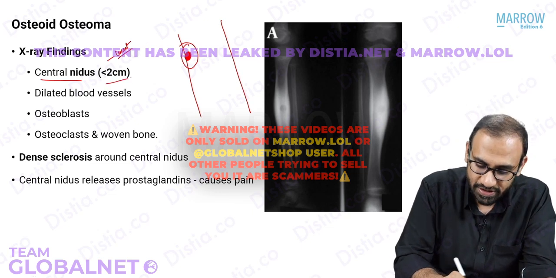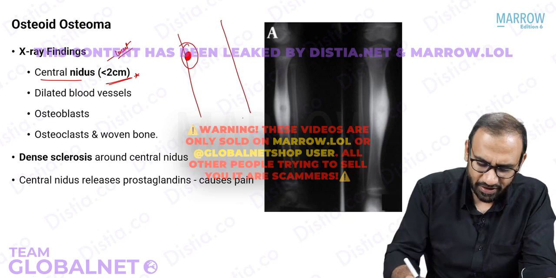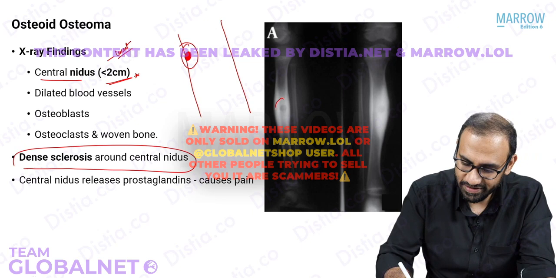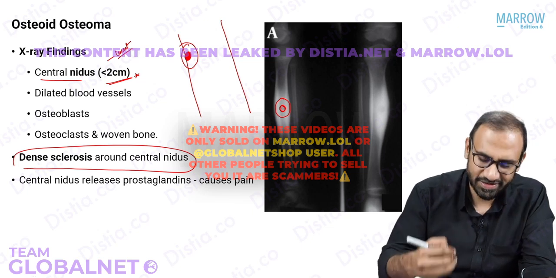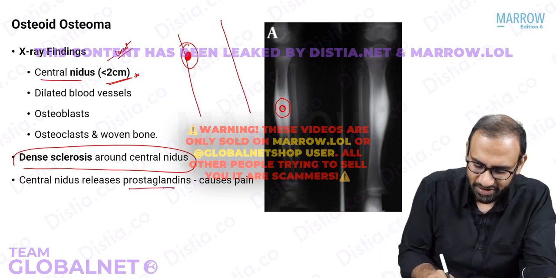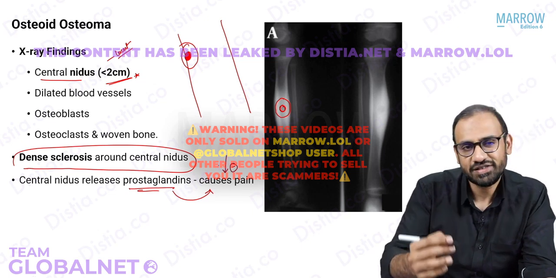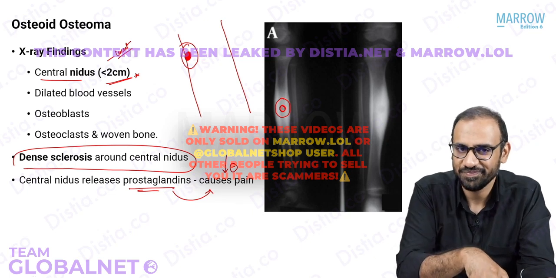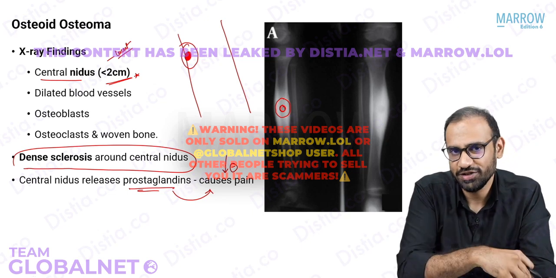Lucent, and it's usually less than 2 centimeters in size, the central nidus, which is surrounded by a dense sclerotic rim. So you're noticing the dense sclerotic rim around the central lucent nidus. Now this central lucent nidus produces prostaglandins that cause the pain, and this pain can be relieved by drugs that inhibit the prostaglandins, like your NSAIDs. Right? So far so good, you've understood? So this is what your osteoid osteoma is.